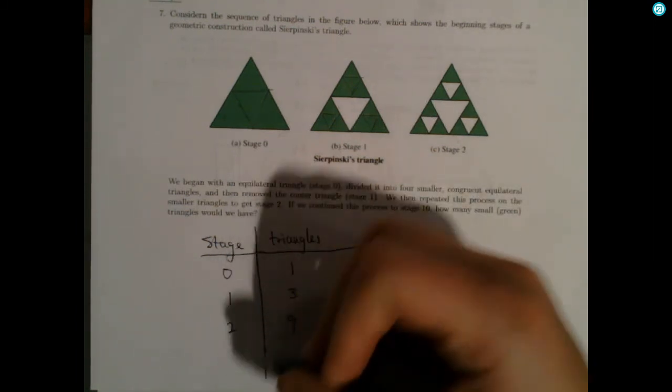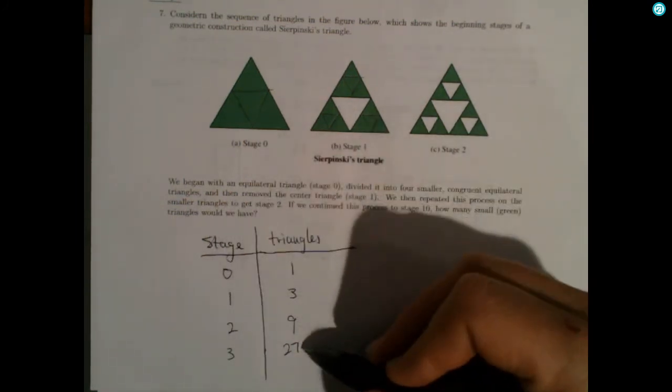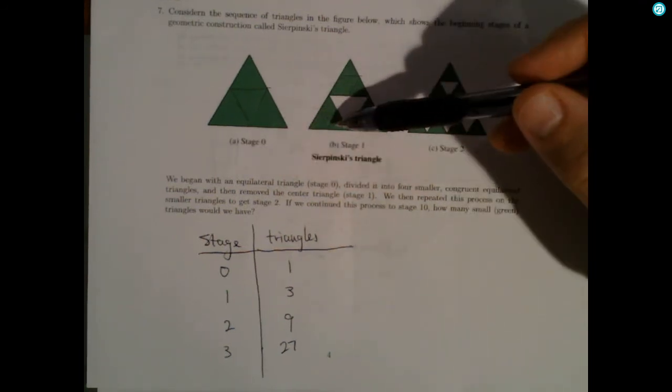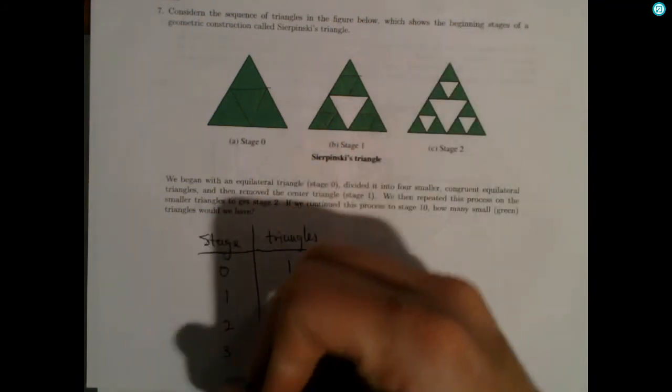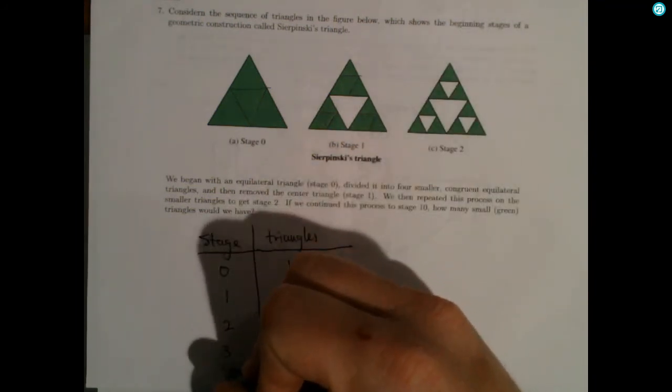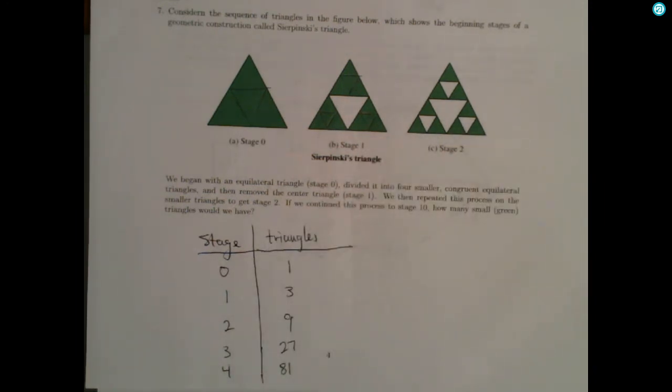So you could probably reason out that stage 3 is going to have 27 triangles because 9 times 3 is 27. And it also makes sense because in each case, you're splitting the triangle into 4 parts, but you're removing one of them. So it's like you split each triangle into 3 triangles. For each triangle, it becomes 3 triangles in the next stage. Okay? So stage 4 is going to have 27 times 3. That's 81 triangles.